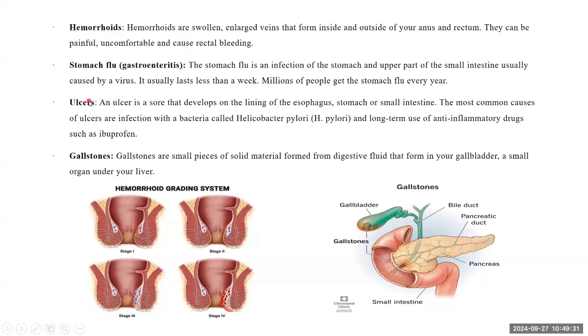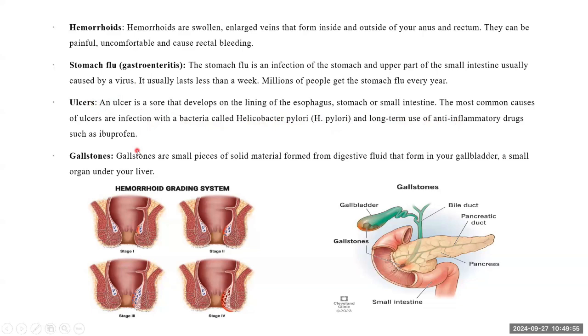Next come the ulcers. An ulcer is a type of wound that develops inside the stomach due to excessive acid or due to infection by a bacteria called H. pylori, or Helicobacter pylori, and long-term use of anti-inflammatory drugs such as Brufen, and painkillers of different types.